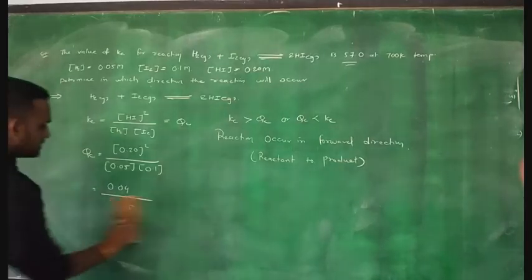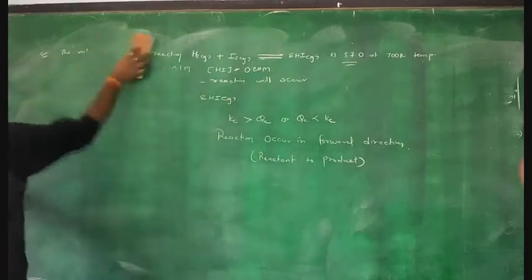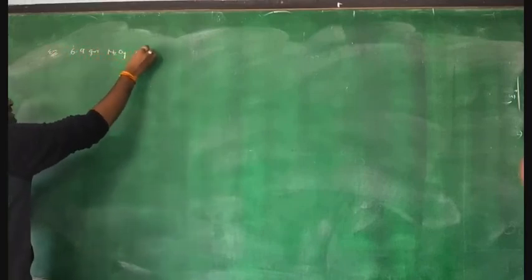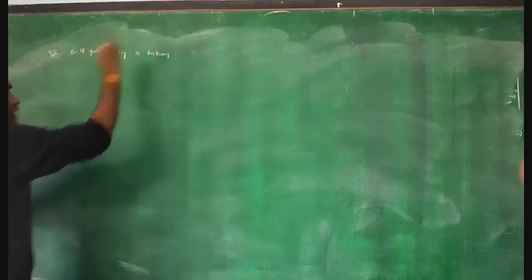चलो नेक्स्ट एग्जांपल देखते हैं, to find out the equilibrium constant, right? Next example है 6.9 gram N2O4 is taken in a closed vessel of 0.5 liter volume.